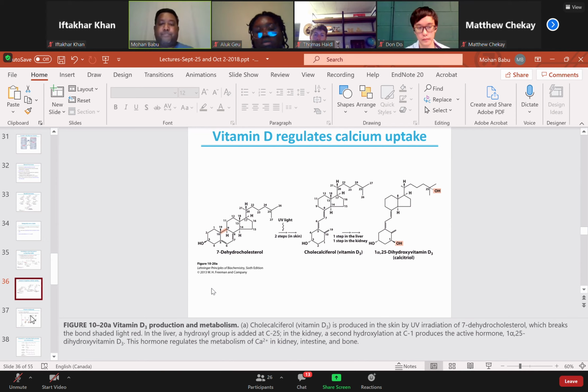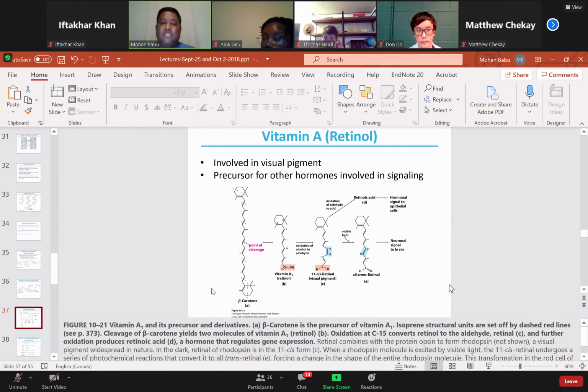Now vitamin A is very important, because retinol is a derivative here. They are usually involved in visual pigmentation, and the hormones are involved in signaling. What happens if you have beta carotene? It is a precursor of vitamin A. There is a cleavage in this beta carotene, and this is where the cleavage happens, that yields 2 molecules of vitamin A1, which is retinol.